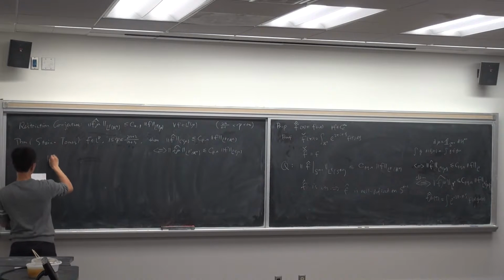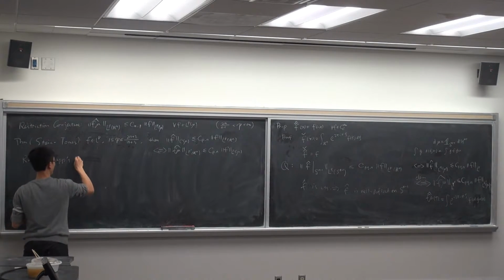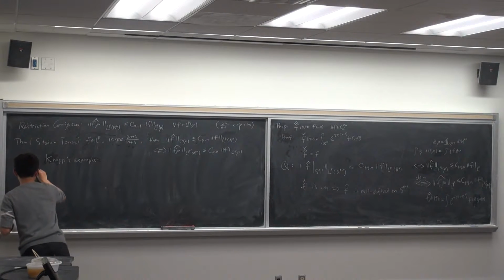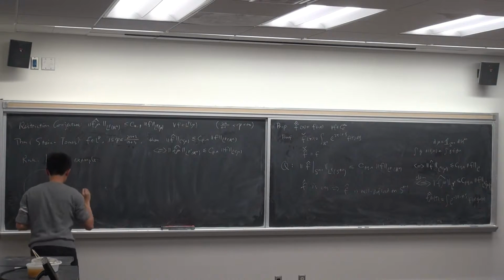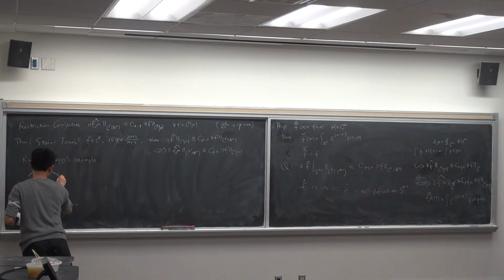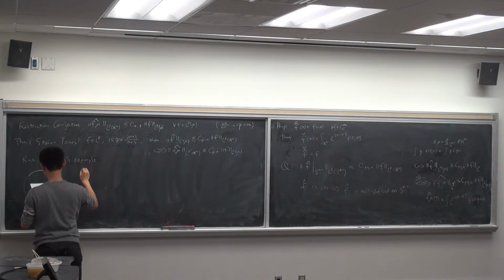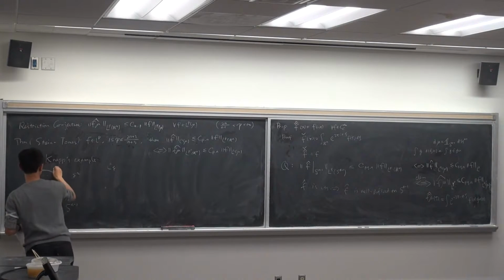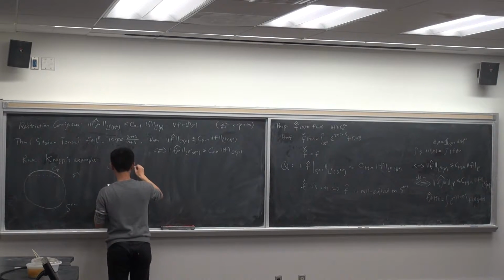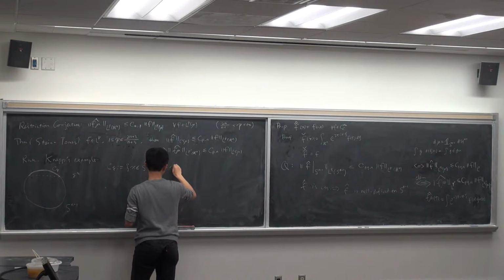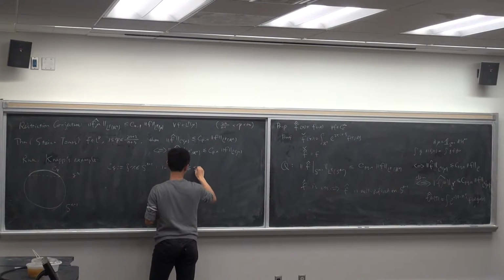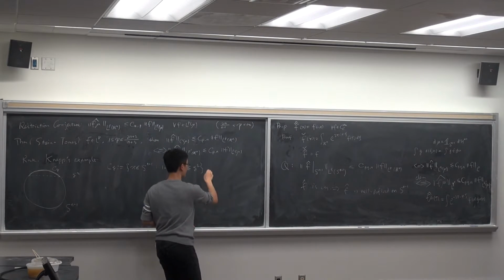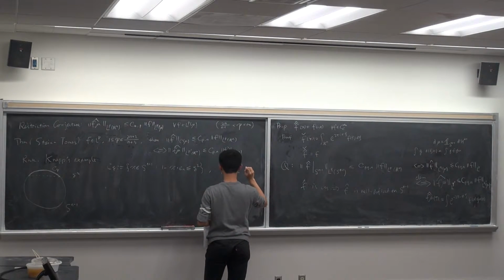It's called Knapp's example. Consider this object, the sphere S^{n-1}, and I'm looking at the cap of it with height delta squared. Formally, I'll call it this cap C_delta. So C_delta is just x belonging to S^{n-1} such that 1 minus x dot e_n is less than or equal to delta squared. That's just this cap here. And my counterexample is the function f equal to the characteristic function of this cap.